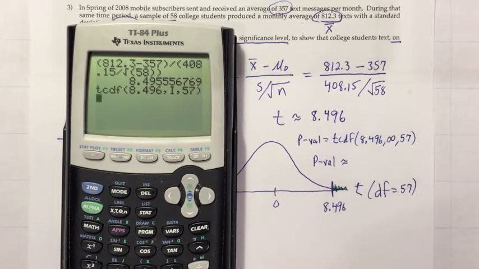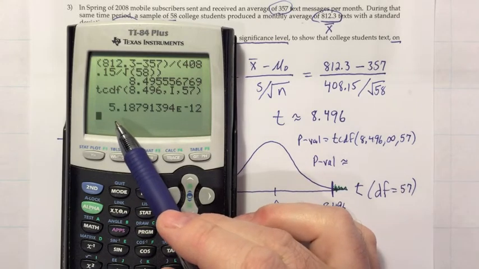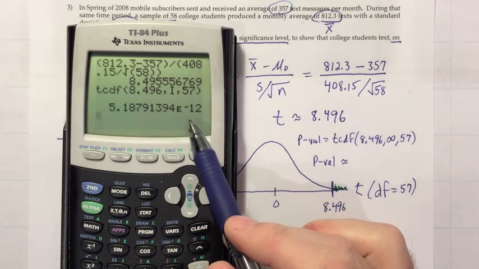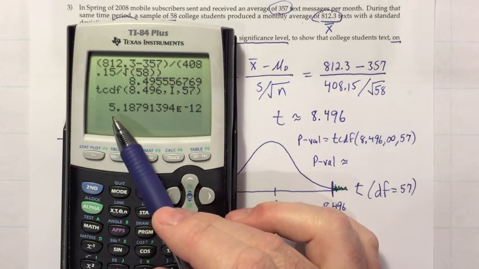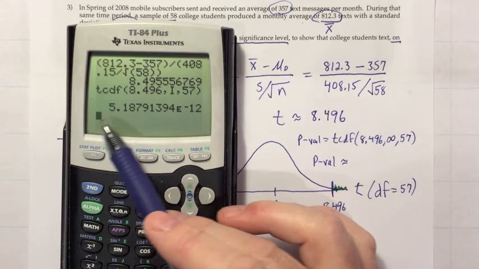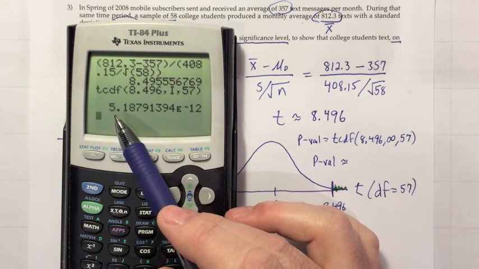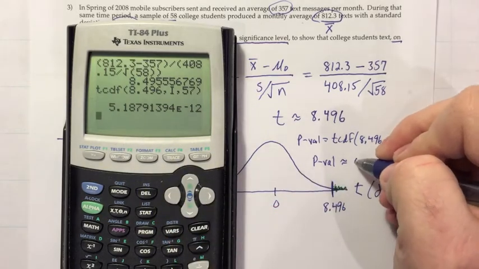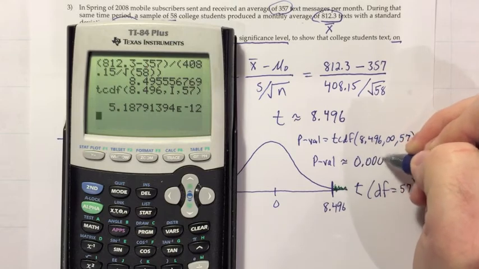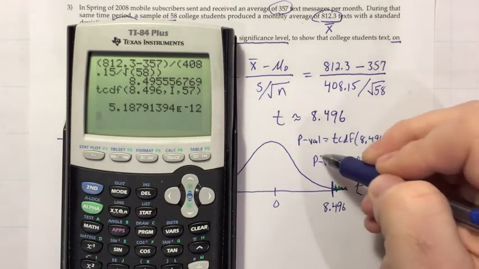And then we have 57 degrees of freedom. So if I enter that in, I should get a small number, and it seems like at first I get a big number, 5.18, but E negative 12 means move the decimal 12 places to the left. So that 5 is the 12th digit after the decimal place. So there's 11 zeros and then that 5. We typically only write 4 decimal places, so I can say my p-value is approximately nothing.